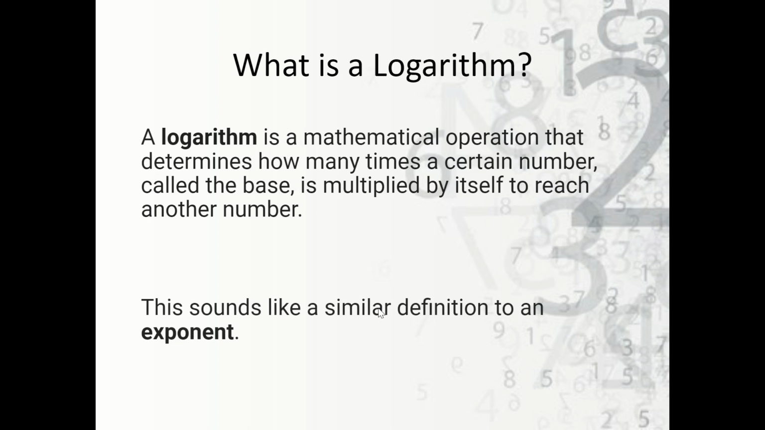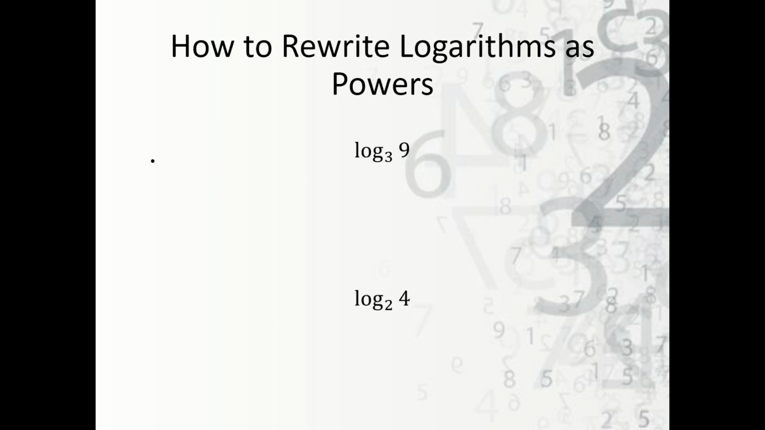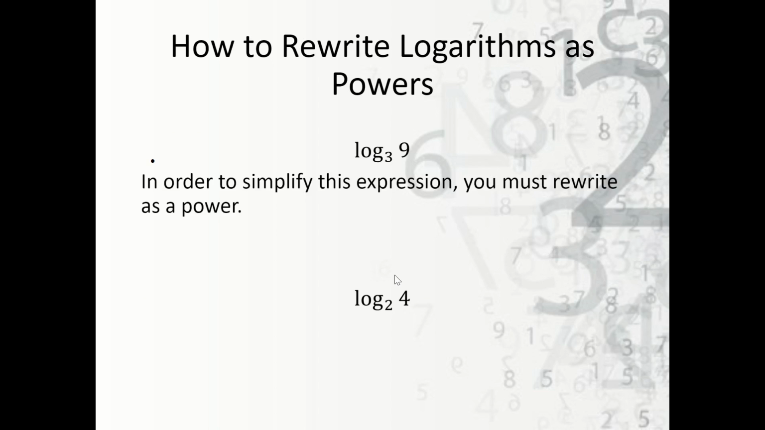So this sounds like a similar definition to an exponent. So how do we rewrite logarithms as powers? So we have log base 3 of 9. That's the way we read this, log base 3 of 9. In order to simplify this expression, we must rewrite it as a power. So really what this means is we're saying 3 to some power, which we don't know, is equal to 9. So how many times do we multiply 3 by itself to get 9? Well, we know we multiply 3 times 3 to get 9, so that's 3 times itself twice. So x then is equal to 2.